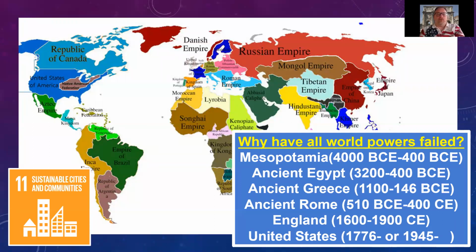The question that shows up for us then, and this is true all the way up until the present day, is why have all world powers failed? There seems to be an underlying trend that almost all world powers have failed at some point. Look at Mesopotamia. They were a dominant world power for 3,600 years, from 4,000 BCE to 400 BCE, and they failed. Ancient Egypt, 3,200 to 400 BCE. Look at the date. They basically end at the same date. You guys recall from your art class why these two powers failed at about the same time?